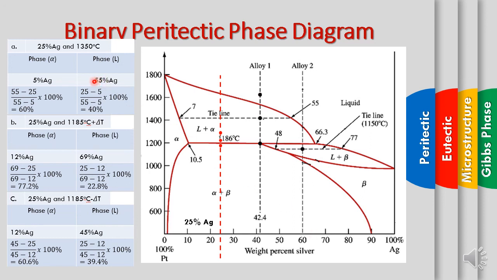And we calculate the amount of phase in percent. For the alpha phase, we have this value, around 60%, and for the liquid phase we have 40%. At 1185, a little bit higher, at this point and also at this point, maybe we can take this point 63.3, 66.3 and we have the 105. So we just put the number here and we start to produce the value.